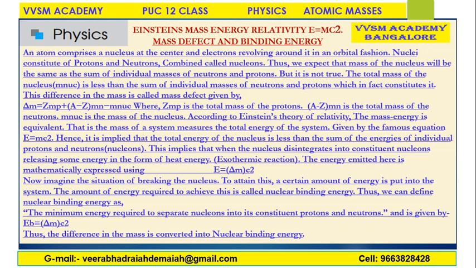The total mass of the nucleus is less than the sum of the individual masses of neutrons and protons, which in fact constitute it. This difference in mass is called mass defect, which is given by delta m equals Z m_p plus (A minus Z) m_n minus m_nuc, where Z m_p is the total mass of protons and A minus Z is the number of neutrons.